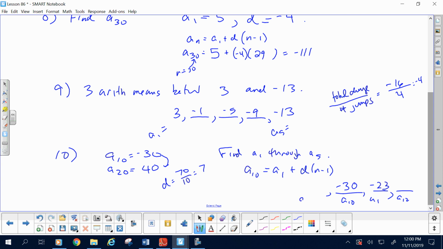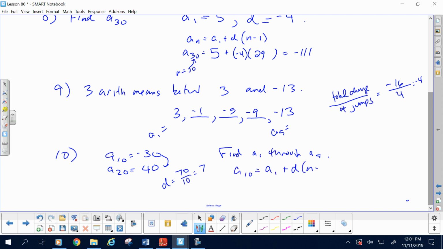What was the 9th term? Negative 37. What's the 8th term? Negative 44. Maybe we should find the first term. Would it be better to find the first term for you? I tend to think of things really wacky, and I don't want to confuse you, so let's do the formula way. Maybe students will do that.